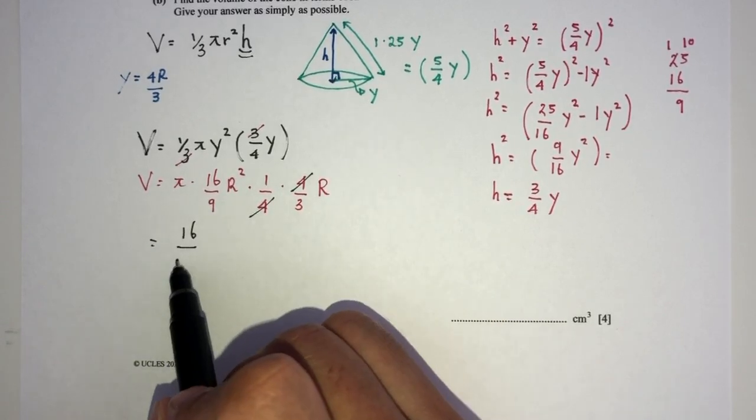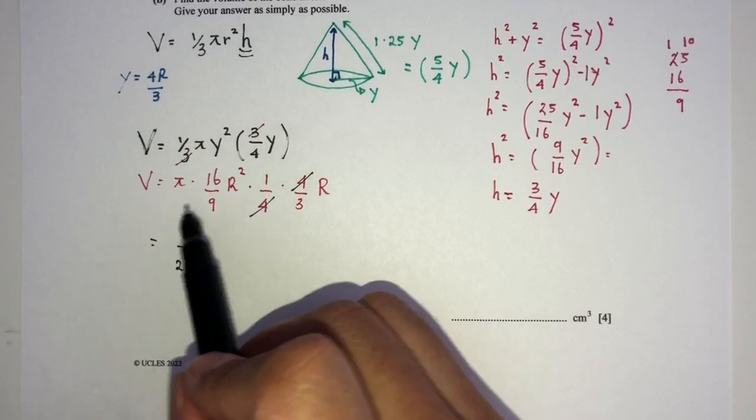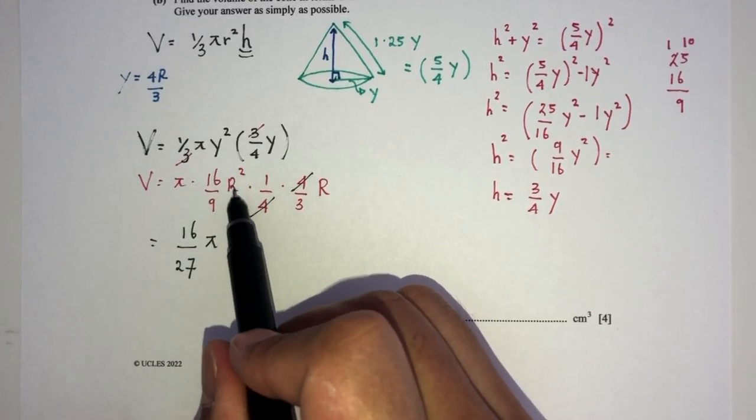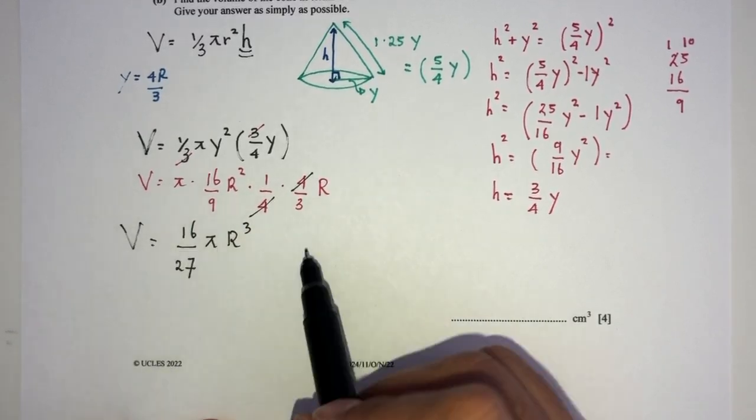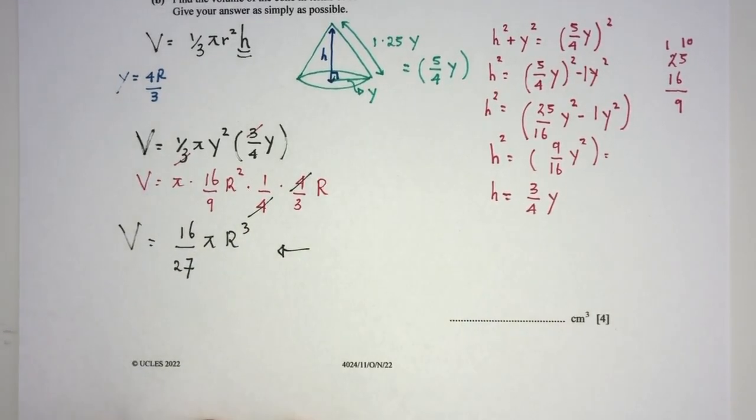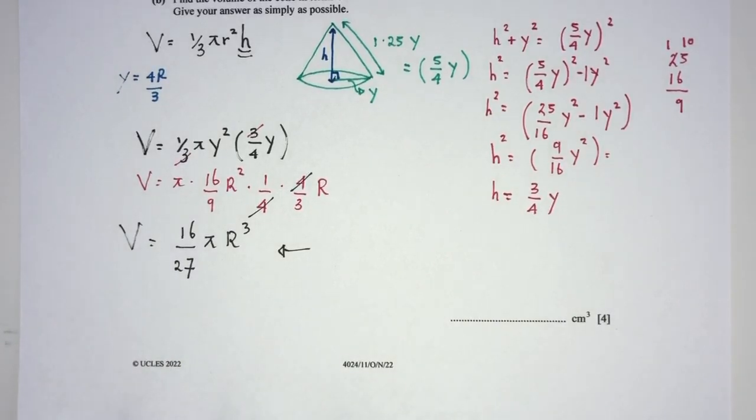9 times 3 will be 27. And here we have pi. And here we have r times r squared. That should be r cubed. So V will be this value for your volume in terms of r, as you can see for this question part B.